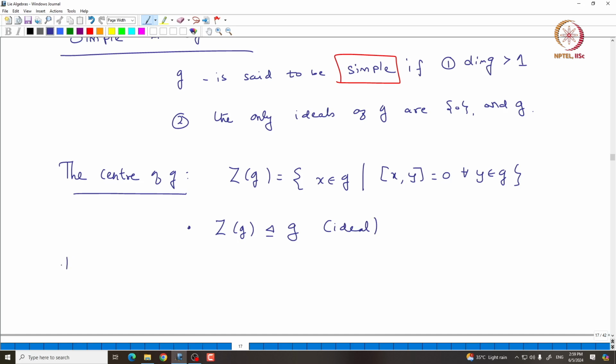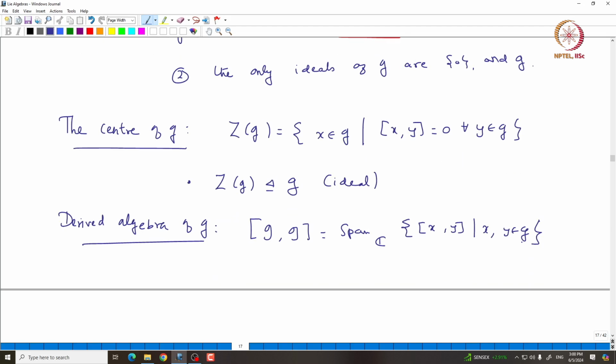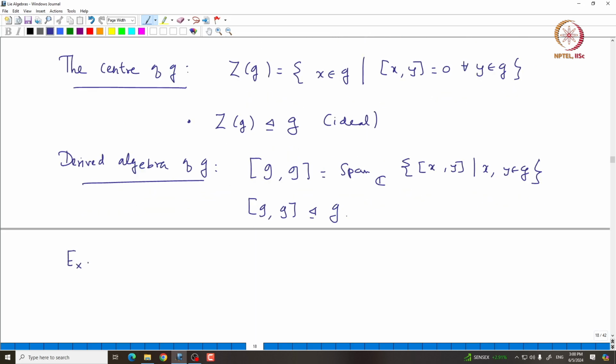Now, we also have what is called the derived subalgebra or derived algebra of G. The derived algebra is defined to be the span of all brackets. You take the span of all brackets x y where x and y come from G. Okay. And this is again a subspace and it is an ideal inside G. So, the bracket G G is an ideal inside G. And it is an easy exercise that if you have a subspace, let us call it I, a subspace of G.